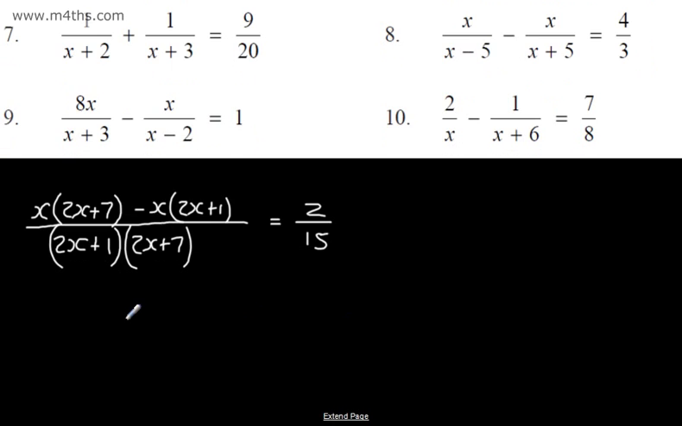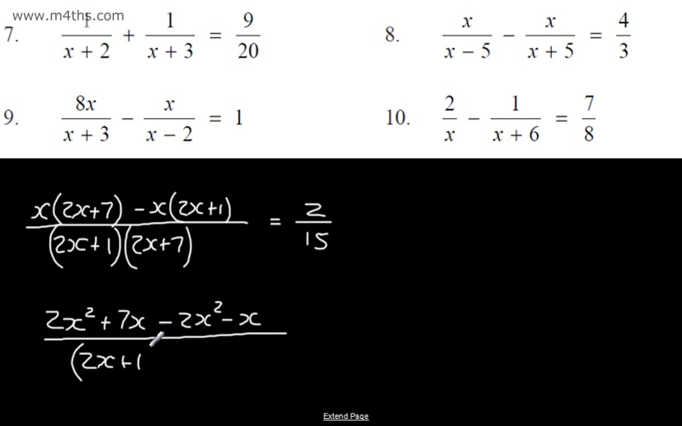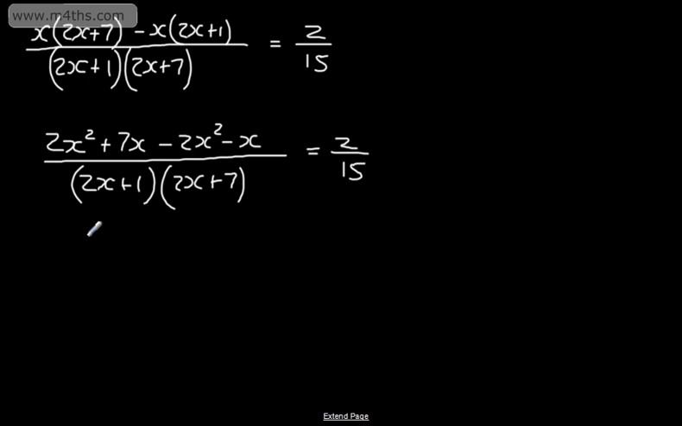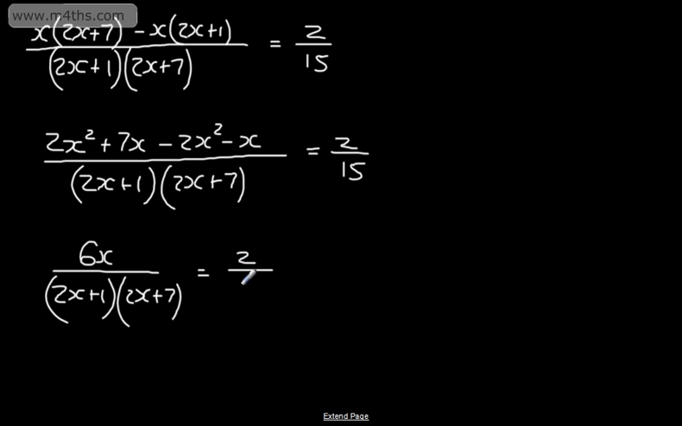So if we look at expanding the numerator, x times by 2x is 2x squared, plus 7x. We need to be careful here, we're going to have minus 2x squared minus 1 lot of x, and that is going to be over the common denominator of 2x plus 1 multiplied by 2x plus 7. That will be equal to 2 over 15. So tidying the numerators, the numerator on here is going to be 6x, the 2x squareds are going to cancel, over now the common denominator of 2x plus 1 multiplied by 2x plus 7, and that is going to be equal to 2 over 15.